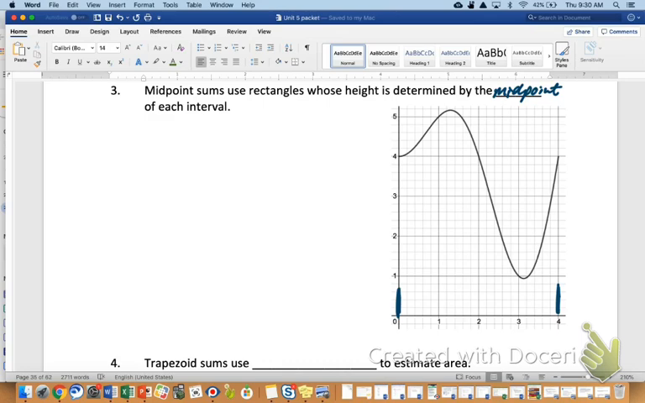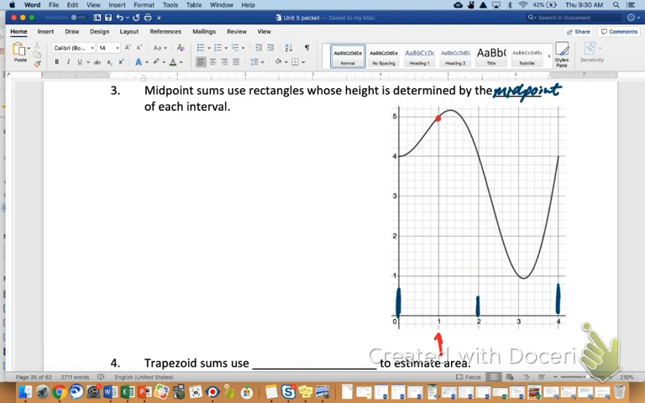So maybe I split this up into 2 subintervals just to make it easy on us. I would say my first interval goes from 0 to 2, and my other interval goes from 2 to 4. So I would actually use the height at the midpoint. For my first rectangle, I would not use the height based on the left edge, like that. I would not use my height based on the right edge either. I would use my height based on the midpoint. The midpoint of that first interval is 1. So I would use this height up here to determine the height of my rectangle.